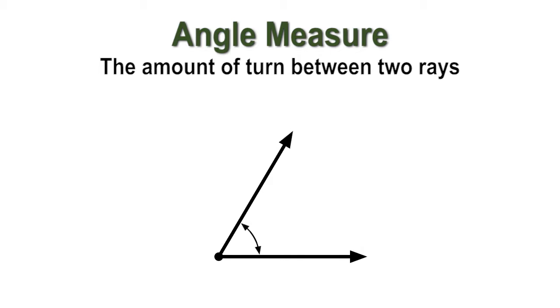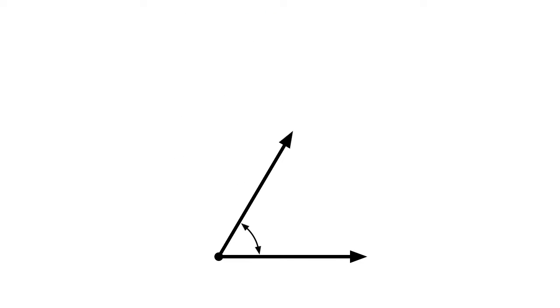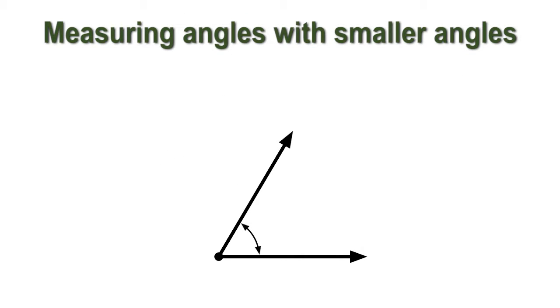Students will recognize that angle measures can be static, like this image, or they can fluctuate, such as a door opening. Students will first experience measuring angles using smaller angles. The smaller angles are manually iterated to find how many iterations are needed to fill the angle.